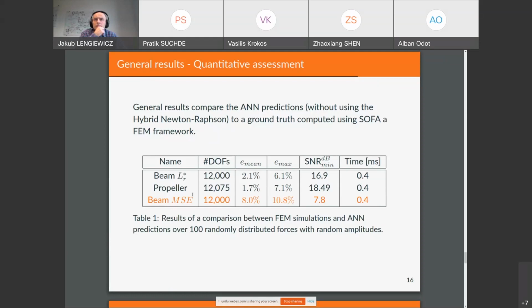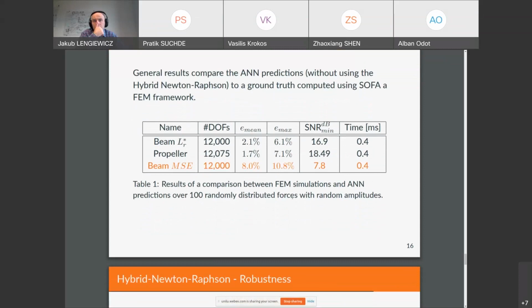And when we compare the results, we can compare the first and the last line. Between the physics-aware loss function and the classic MSE, we see that we have a fourfold improvement in the mean error, and we also improve quite significantly the max error, and the prediction time remains unchanged, obviously.